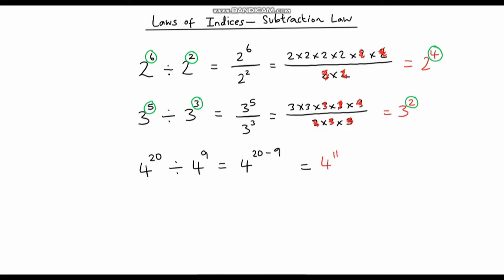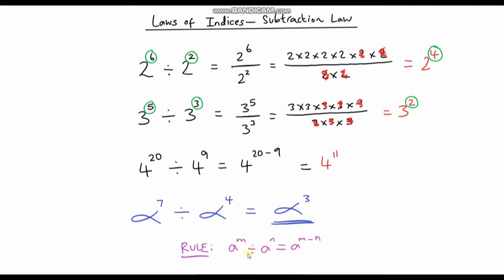And like I said in the previous video with the addition law, it doesn't need to be numbers. As long as the bases are the same, we can perform this nice little trick and subtract our indices. So we could have anything. We could have a fish to the power 7 divided by a fish to the power 4. And because we've got the same base, we can just subtract our indices. So this is going to be a fish to the power 3. And that would be our answer. So we can just come up with a general rule that states that whenever we divide things with the same base, we just subtract our indices.